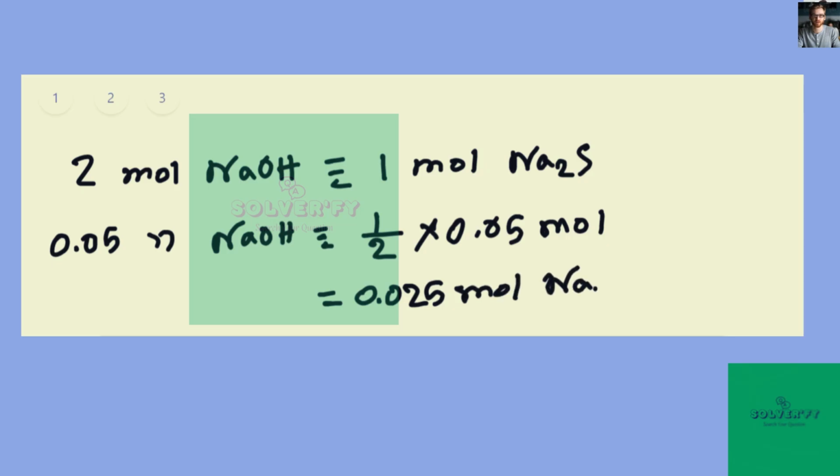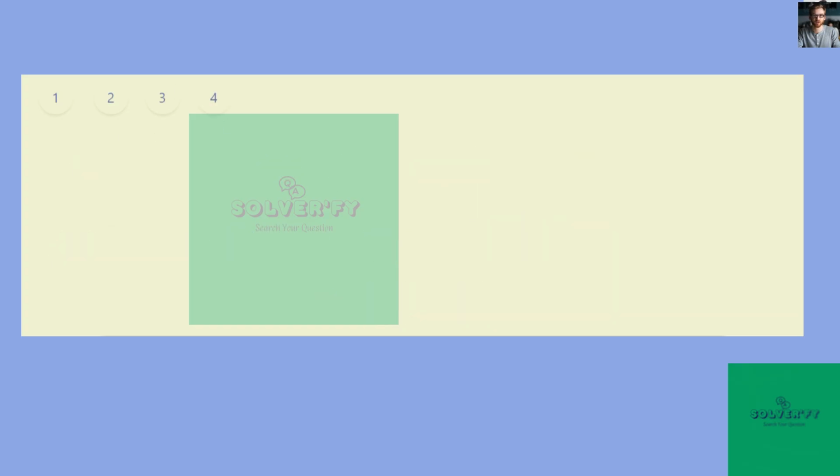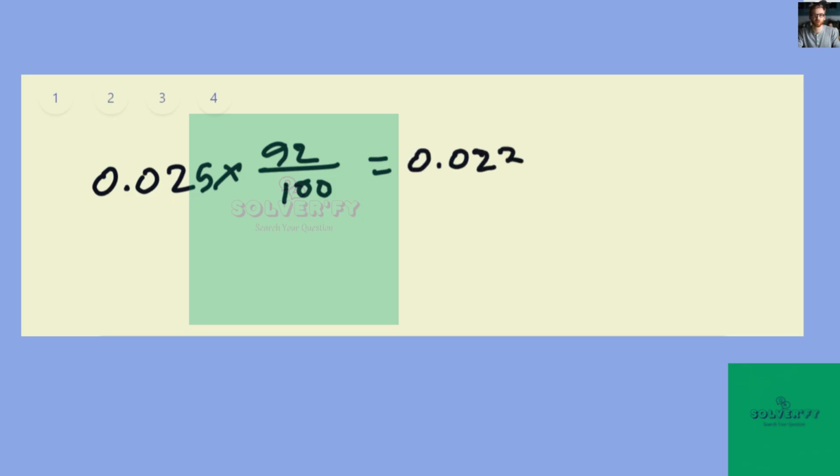of sodium sulfide. So this is the theoretical yield of sodium sulfide, but we are saying that the actual yield is 92%. That means the actual product of Na2S will be 0.025 times 92 over 100, which will give us 0.023 mole. So this is the actual yield of sodium sulfide produced.